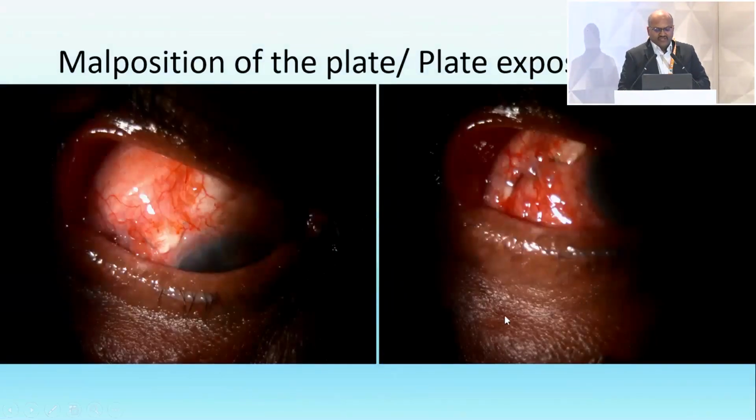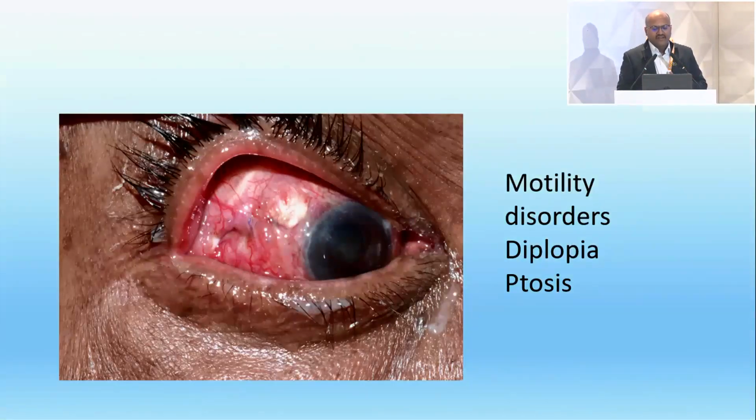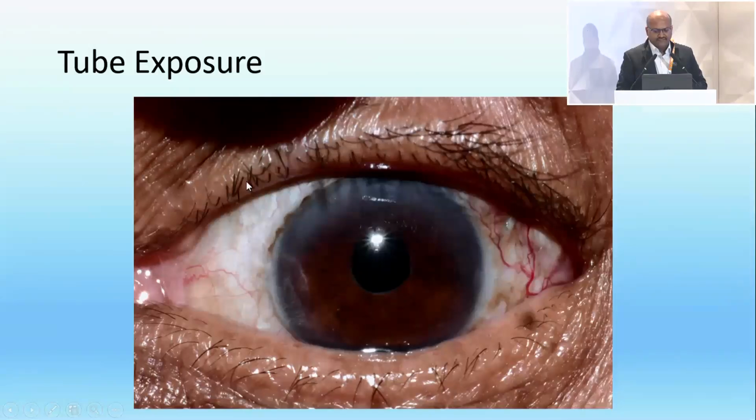And malposition and plate exposure, you can see that the plate is not actually in a correct position. You can see a little bit of plate exposure here. Sometimes if you have not hooked the muscles properly, you may split the muscles, the plate may go in, and then after you have sutured everything, after a few days you get an image like this. And this is what causes motility disorders, diplopia, ptosis, if you have a plate exposure, which you can see nicely in this quadrant here. In this area you have a plate exposure, and that's the ridge of the RD device.